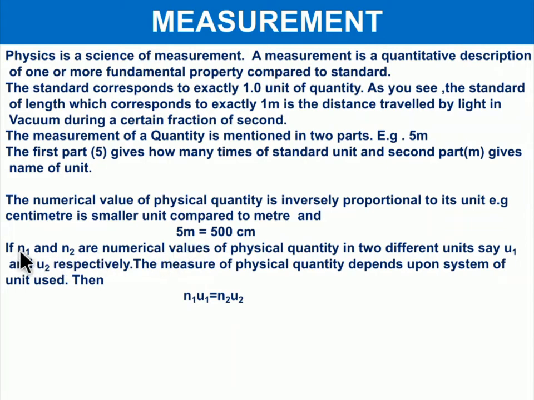If N1 and N2 are numerical values of physical quantity in two different units, say U1 and U2 respectively, the measure of physical quantity depends upon system of units used. Then N1 U1 will be equal to N2 U2.